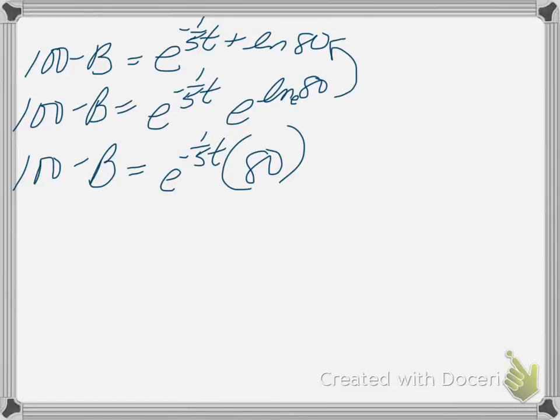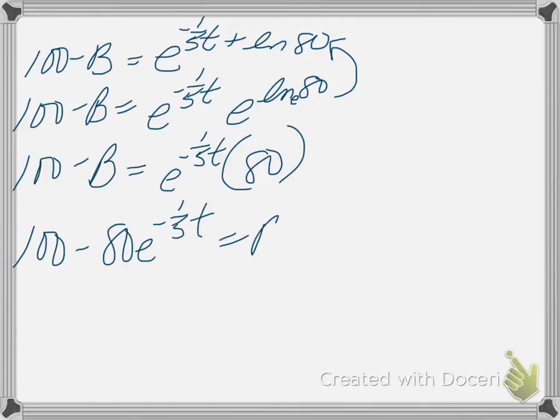Okay, and now I'm going to bring the negative b to the other side, and I'm going to bring that whole e term to the other side. So I'm going to get 100 minus 80e to the negative 1/5 t equals b. Okay, and that was really long and kind of cuckoo. And that completes problem number 5.